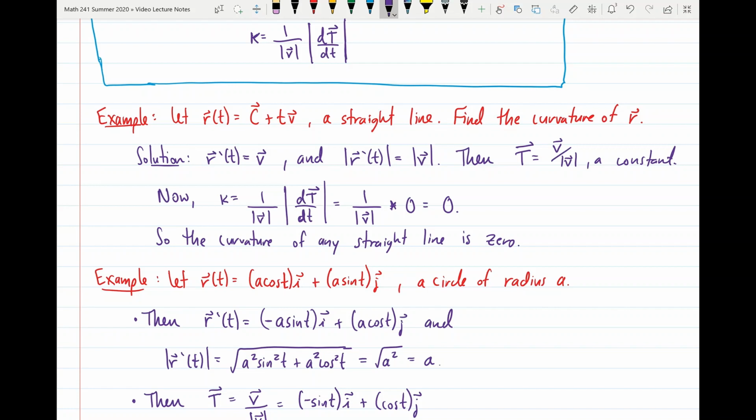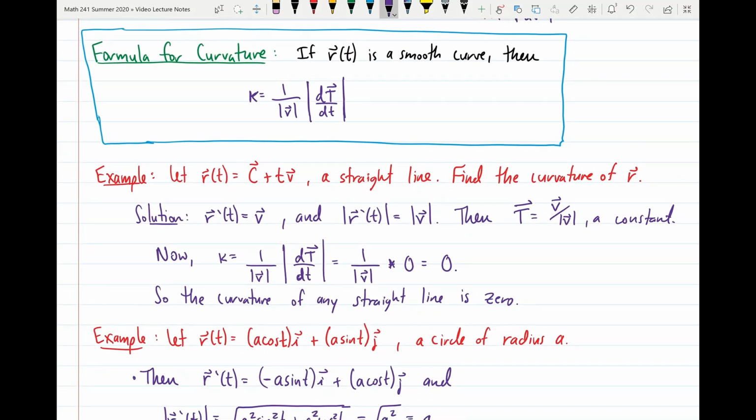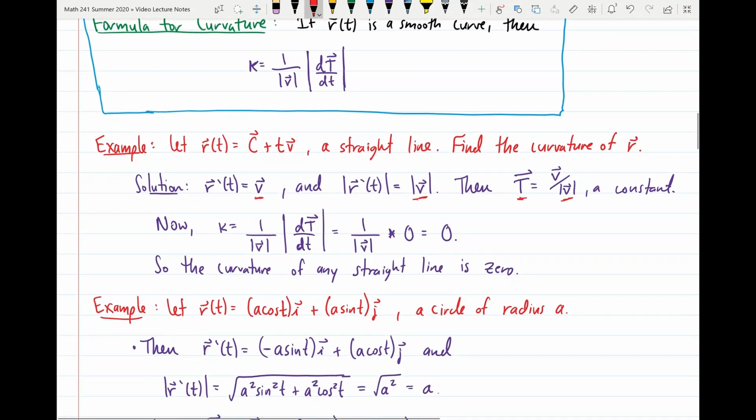And we want to find the curvature of our curve r. So to do so, we're first going to find r prime of t, and then we're going to find the magnitude of r prime of t. So r prime of t is going to equal the vector v, and the magnitude of r prime of t is going to equal the magnitude of v, so that by definition, the unit tangent vector T is equal to the vector v divided by the magnitude of v. And this is a constant because the vector v is a constant vector.